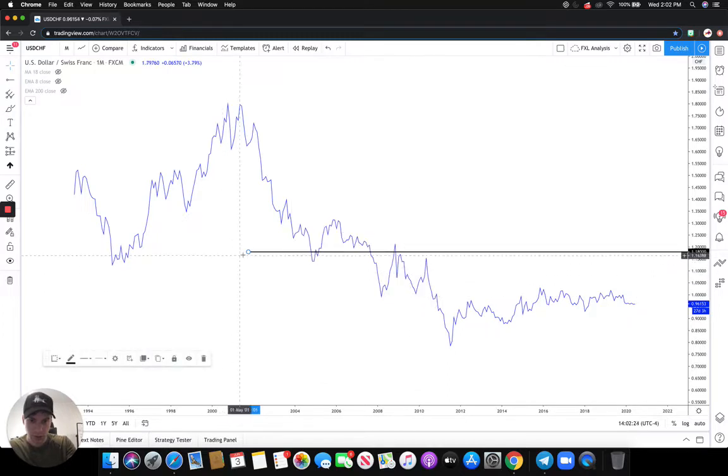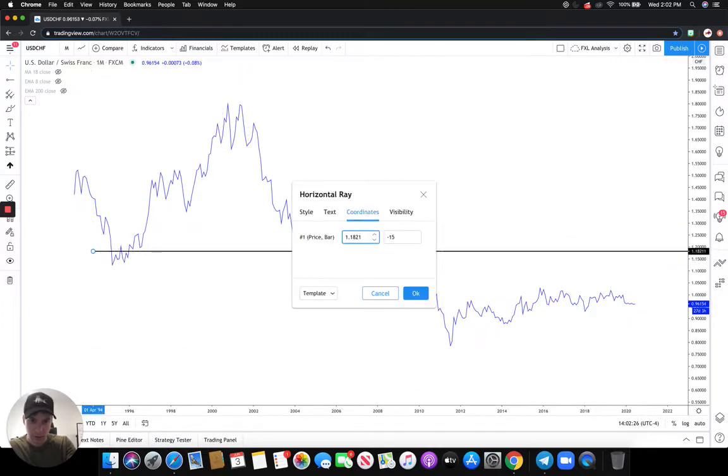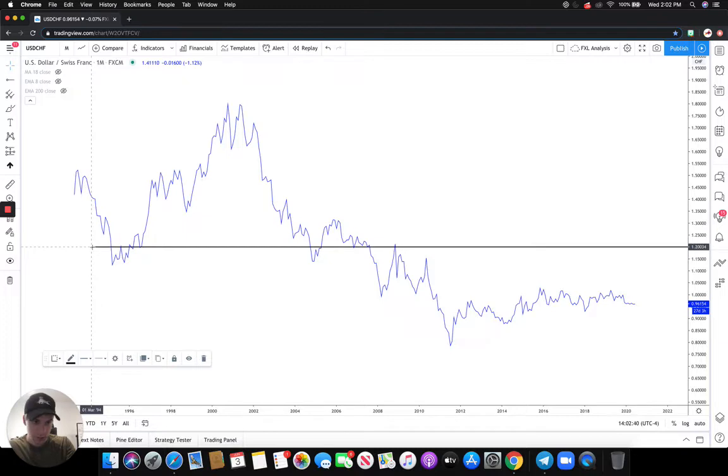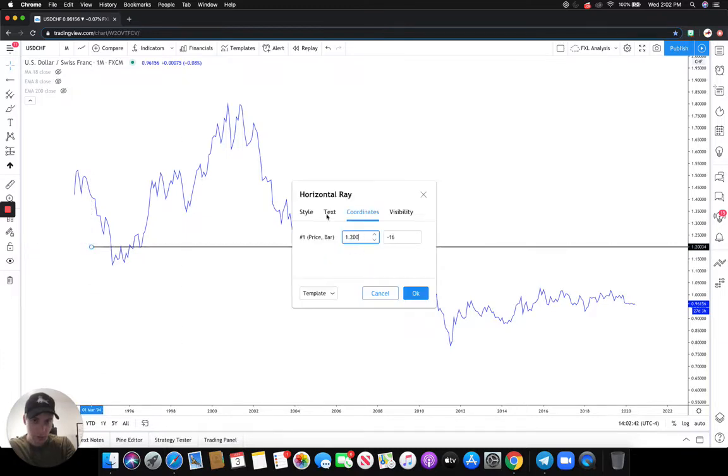So 1.18 is looking pretty good. 1.18, this would be a monthly level. Let's double check. We had a touch here, touch over here, touched here as well. Could this be a little bit higher? Actually, this is a better level right here. 1.2. I like that much better.